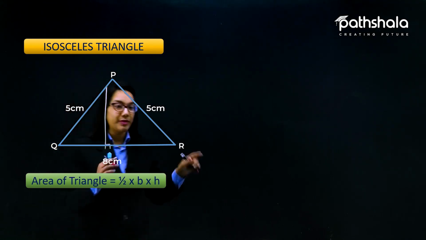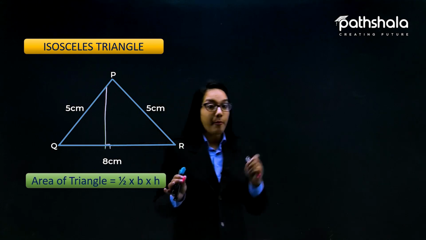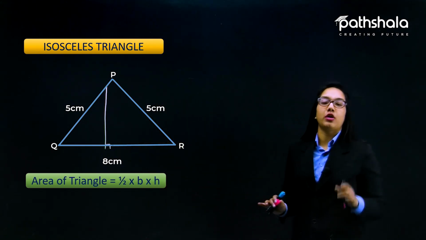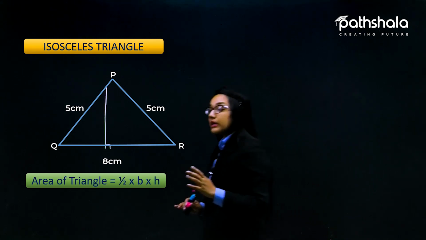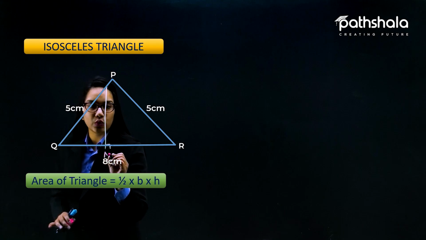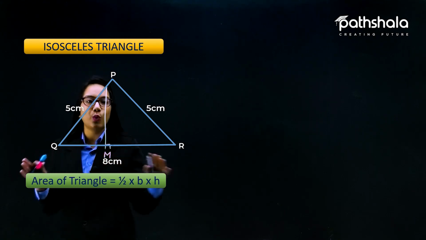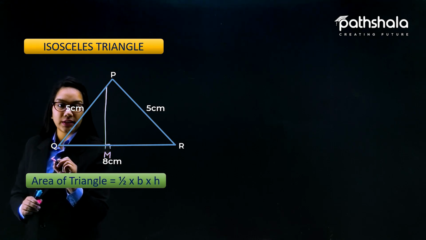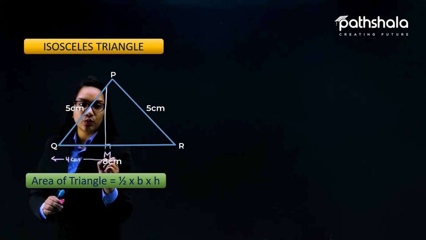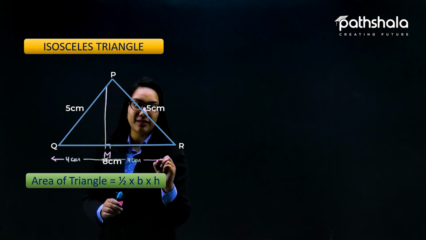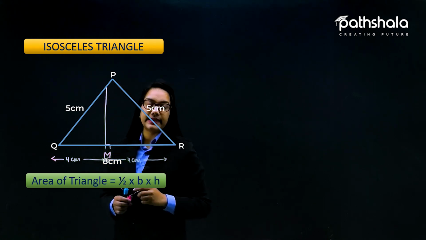In the previous section, the point M was the midpoint of the side QR, but here we have drawn a perpendicular from P towards QR, and let's call it M. So this will divide the whole side into two sections again. This would be 4 centimeter, and again this would be 4 centimeter, because the total was 8 centimeter.